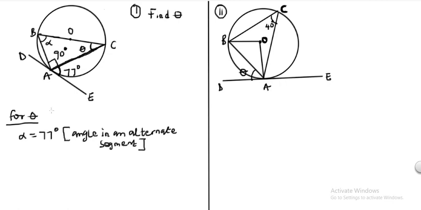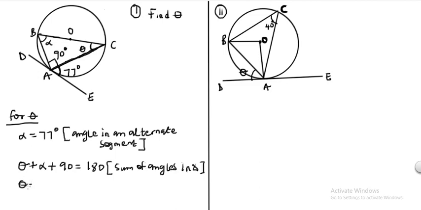We know that the angles in a triangle add up to 180 degrees. So we simply come here and say theta plus alpha plus 90 is equal to 180 degrees. The reason for this is sum of angles in a triangle. So from here, I can say theta is equal to, if I move alpha and 90 degrees to the other side, 180 minus alpha minus 90 degrees. So this is equal to 180 minus alpha, which is 77 degrees, minus 90 degrees.